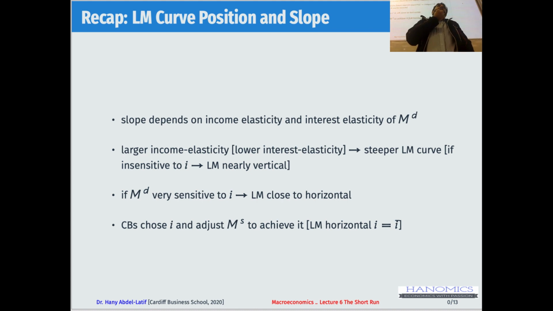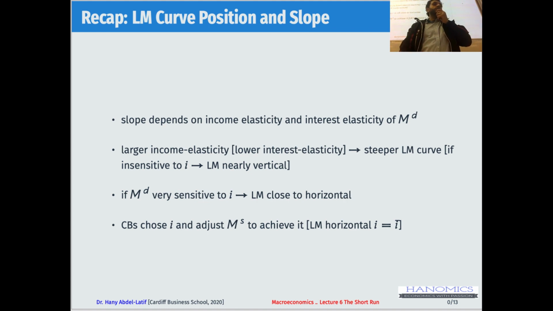So a larger income elasticity means a steeper LM curve. Or if money demand is not sensitive to changes in the interest rate, the LM curve should be very close to vertical. But if it is very sensitive, think of the case where, as we said, central banks choose the interest rate, so at any level of income it's going to be the same interest rate that has been chosen by the central bank, and obviously the central bank will change the money supply to achieve that.